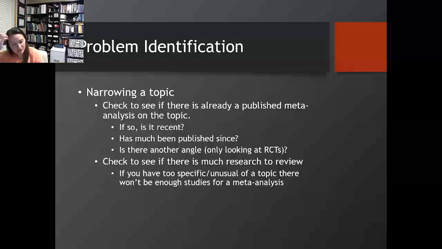And then you'll need to scan the literature that exists in order to see how much there is available in a particular topic area. If you have a topic that's either too specific or unusual and not much has been published to date, there's not going to be enough studies for you to conduct a meta.